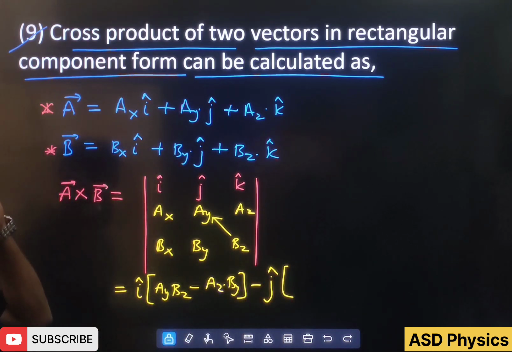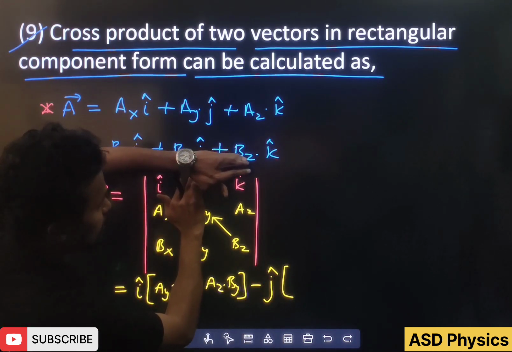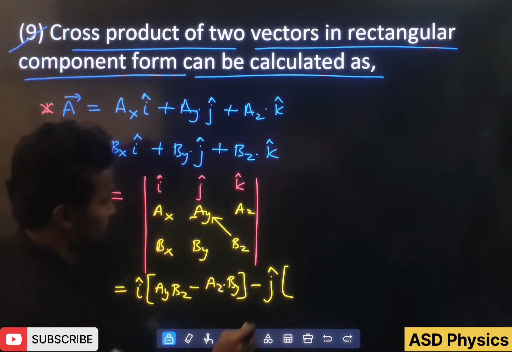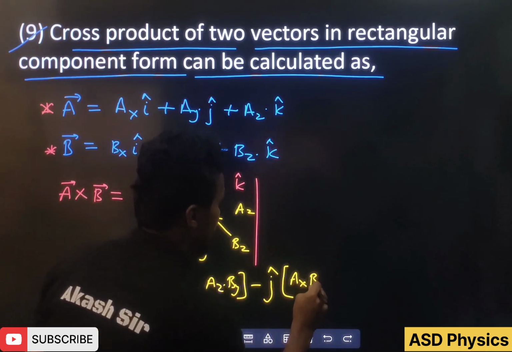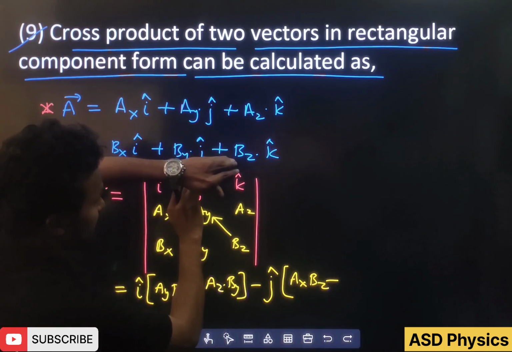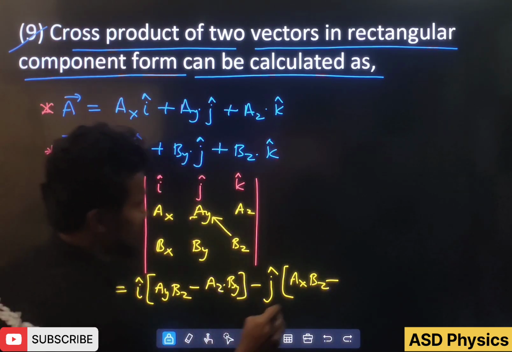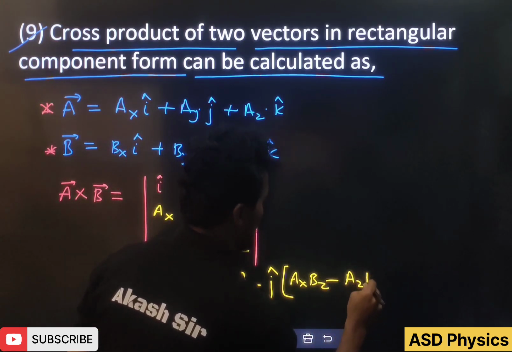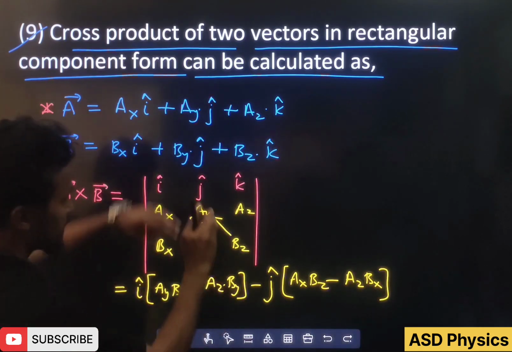After that, for the second one, always write j cap. Again, related to j cap, we will hide like this. That means again the principal diagonal: Ax Bz, minus Bx Az, or we can write Az Bx. Correct? Again you check.